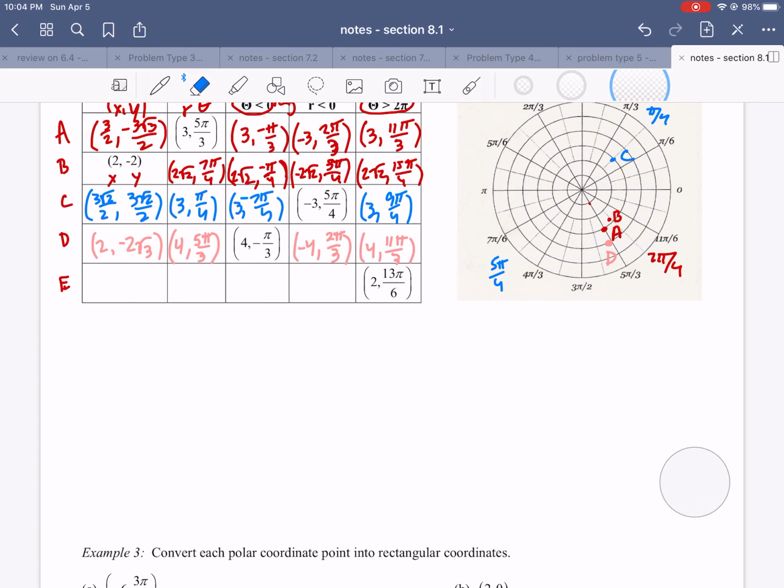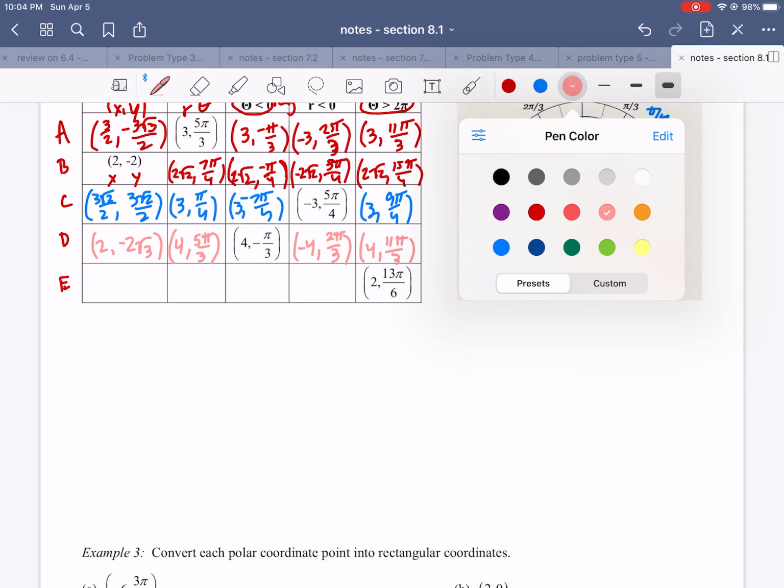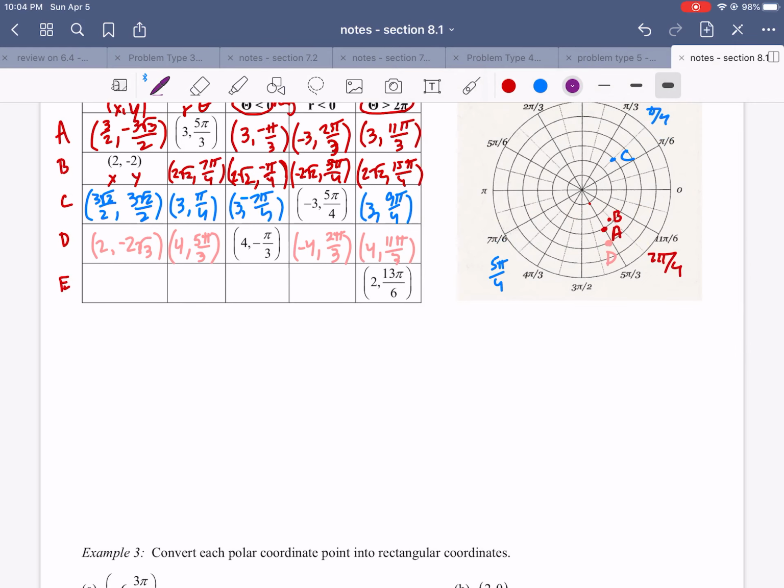And let's finish up this chart with point E here. So maybe another different color here. How about purple? Okay, point E. We're starting with this point down here, an r and a theta of 13 pi over 6.